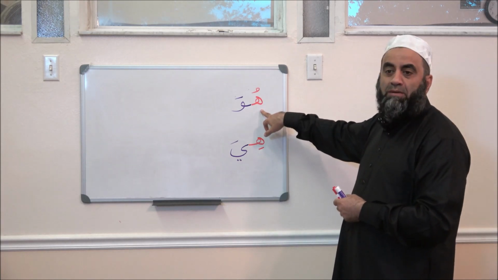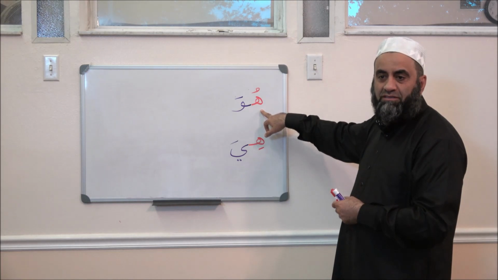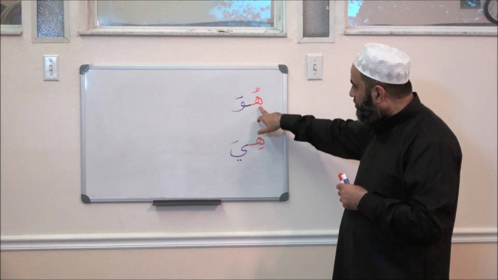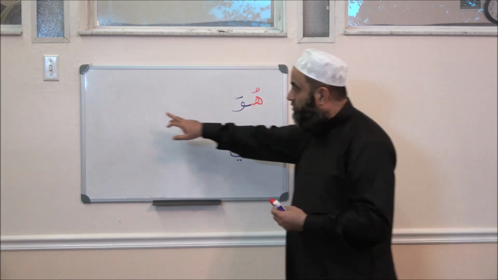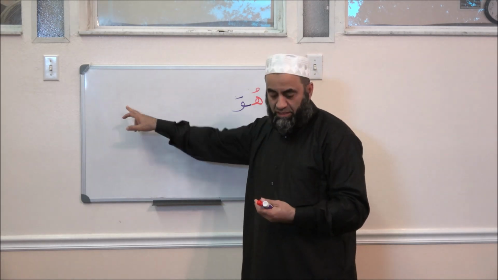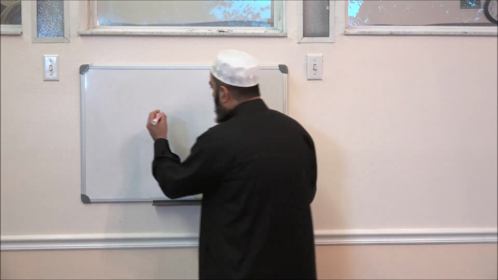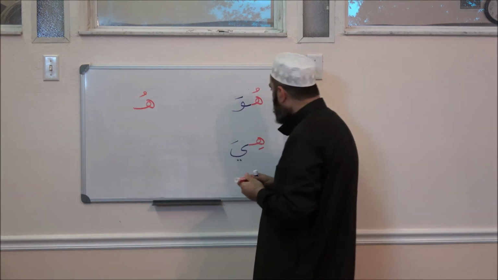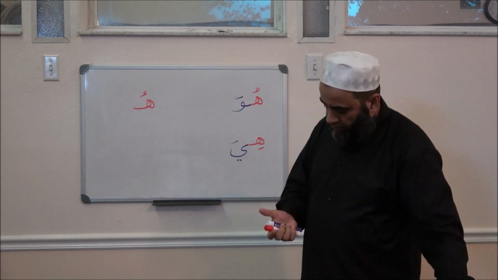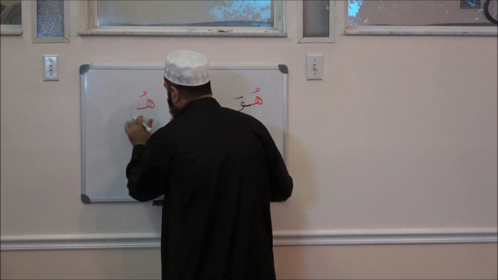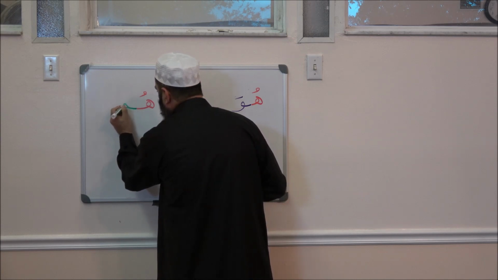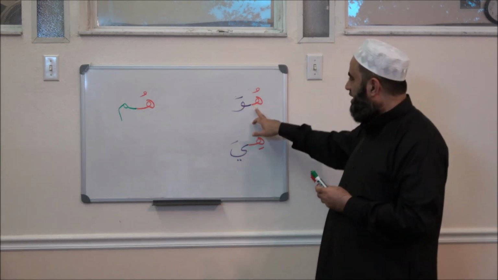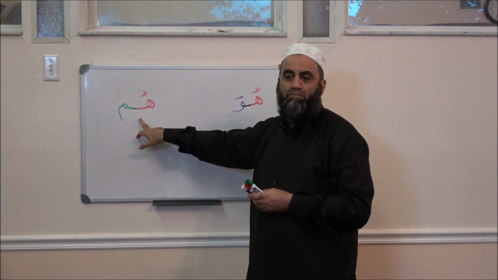Now, how do I make plural in Arabic? What do I add? The letter meme. For plural, the letter meme. So I'm going to take the ha, which is my base, and add a meme to it, and that's how I get the plural. So let's do it. Here's my ha. So how do I say they in Arabic? Hum.